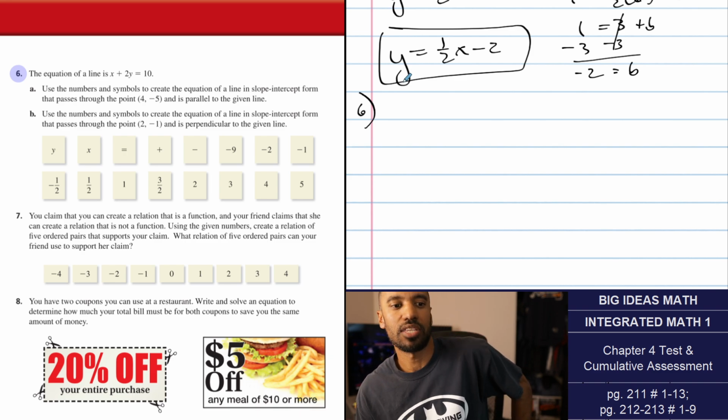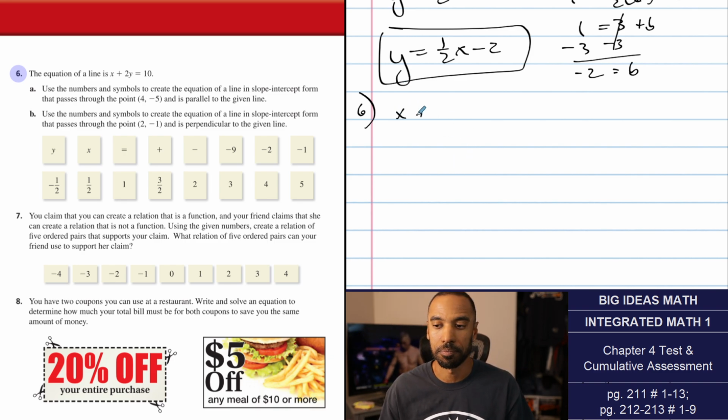Number 6: the equation of a line is x plus 2y equals 10. That's standard form, by the way.